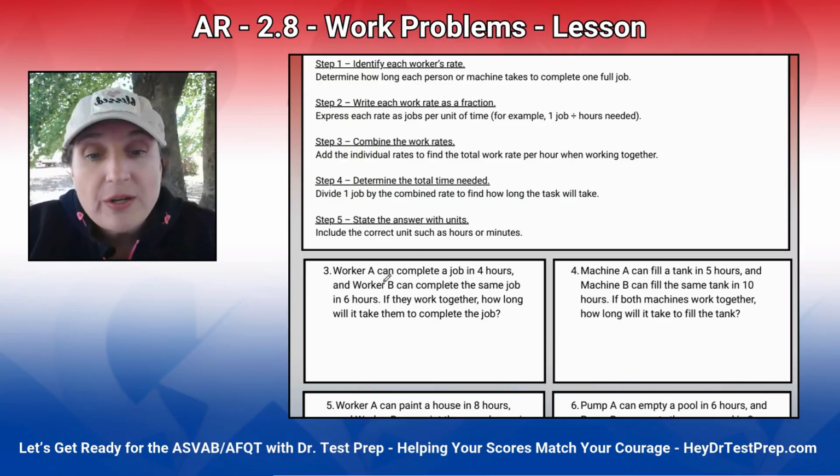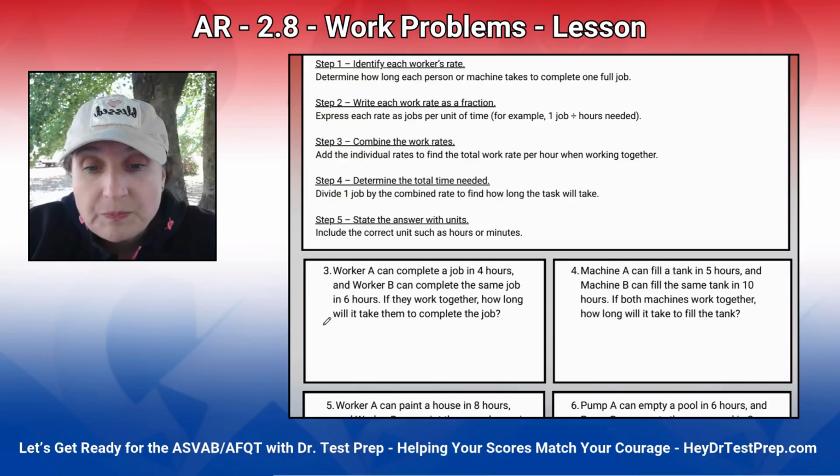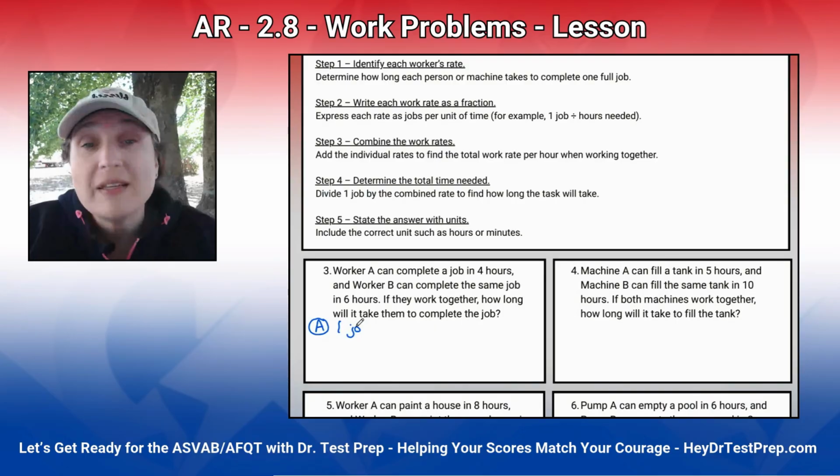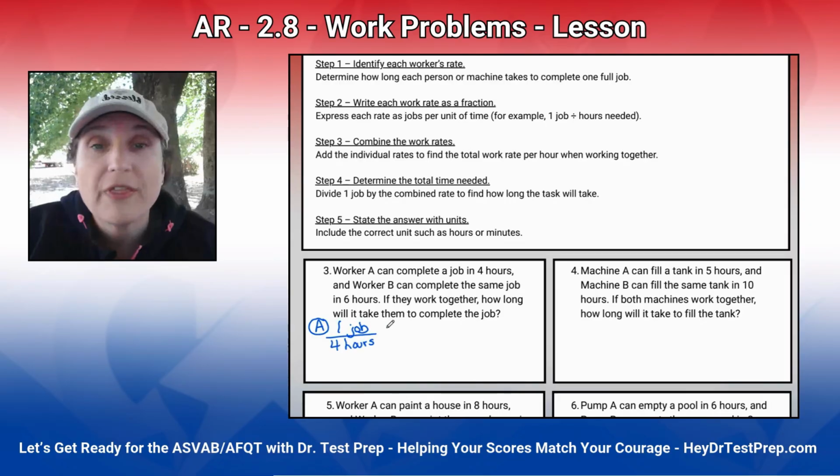So first, we know that worker A can complete one job in 4 hours. So that basically means that every hour he can do 1/4 of the job.